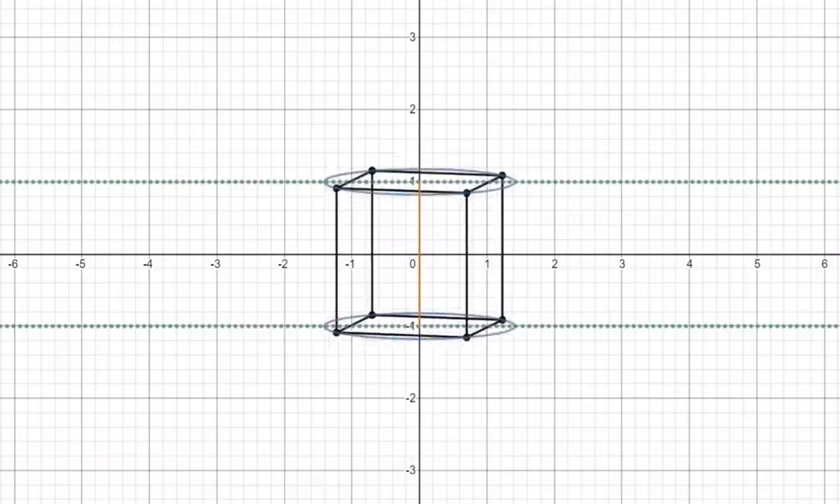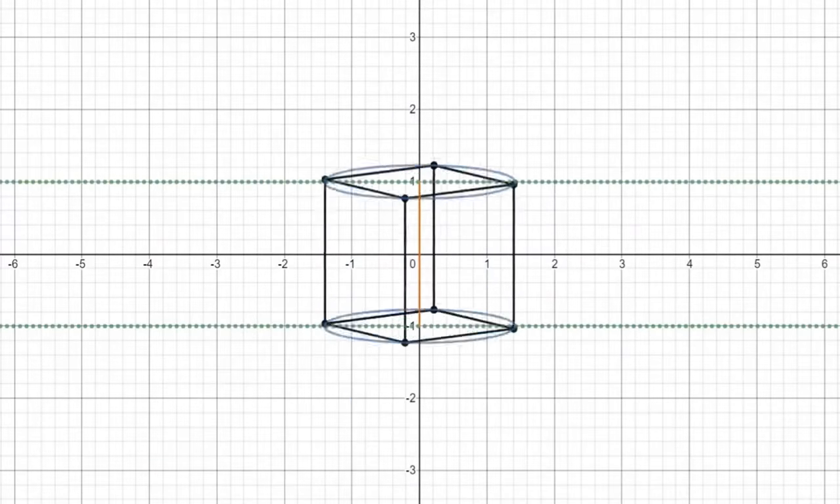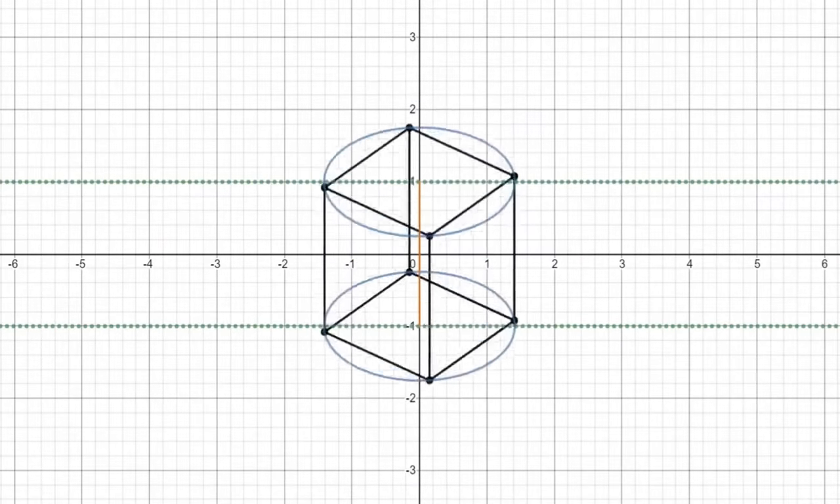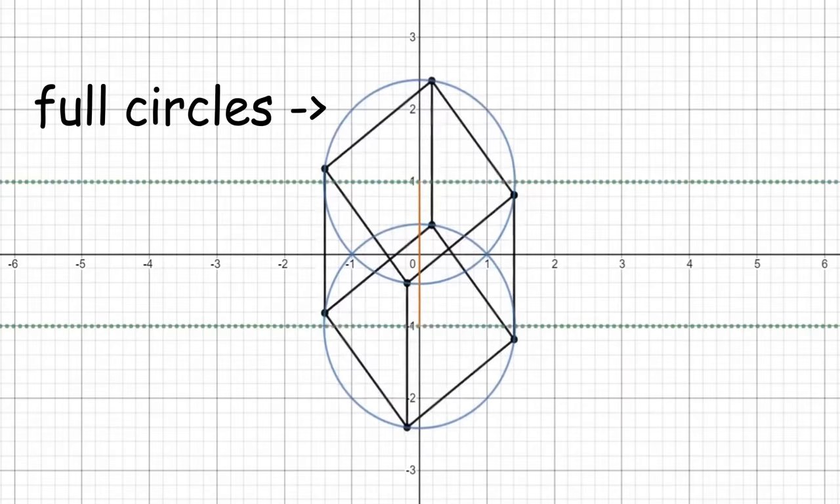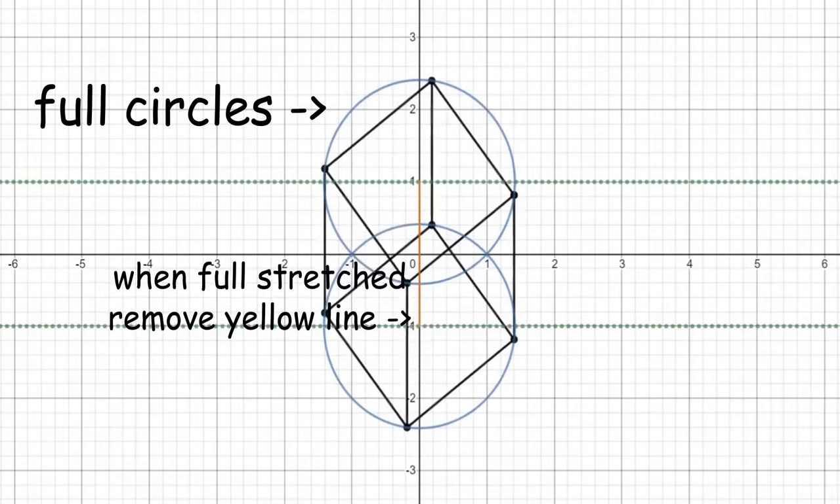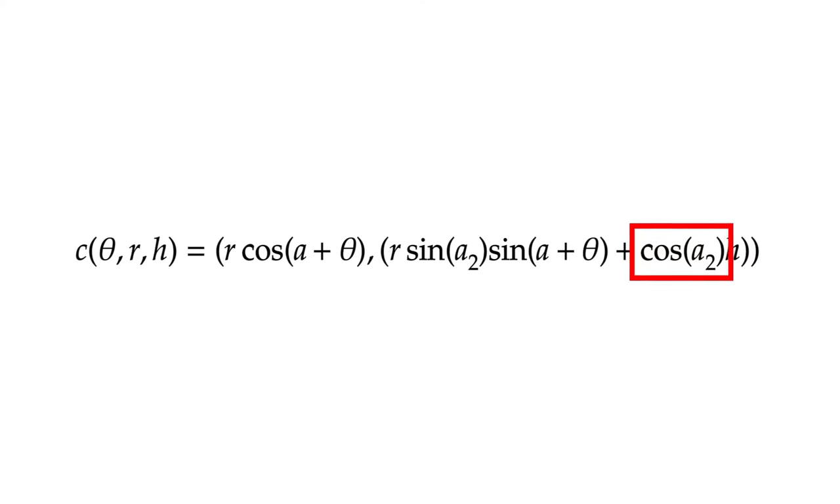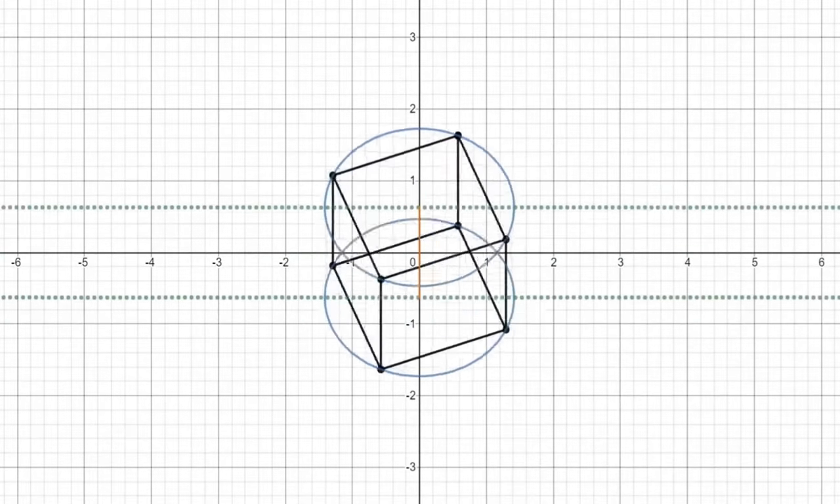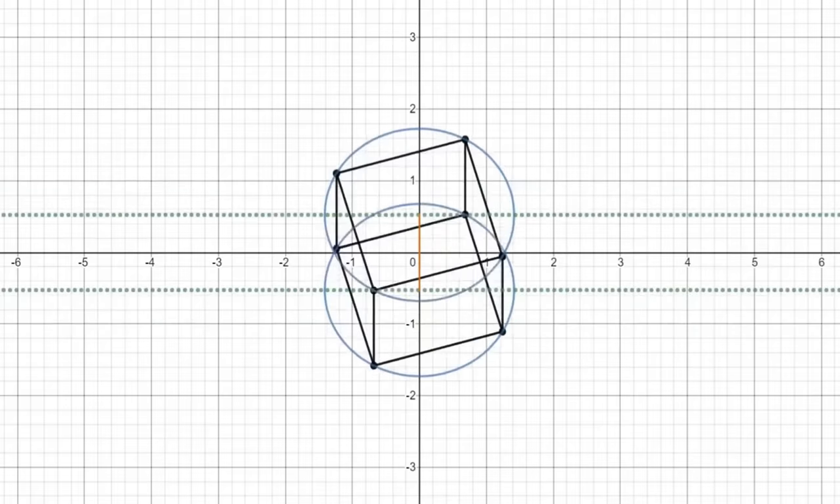Now we have our circles getting stretched out, but that's not very realistic. Something's missing. That something is that when all of our circles are fully stretched out, they should be on top of each other. Meaning, we need to change the height of the circles. That's pretty easy, just slap a cosine next to h and now we have two axes of rotation. Now we could go for three, but I'm lazy and two is enough for me.